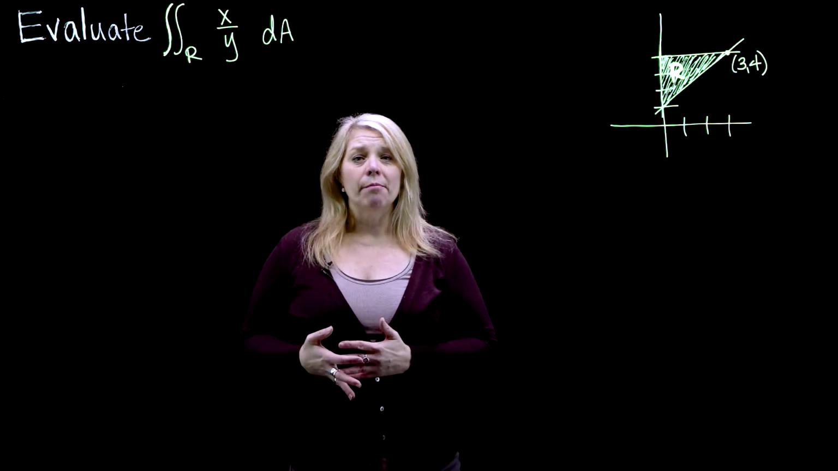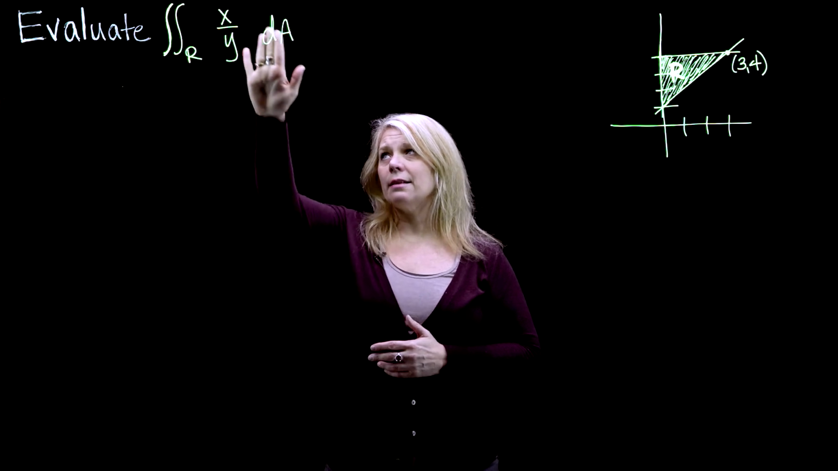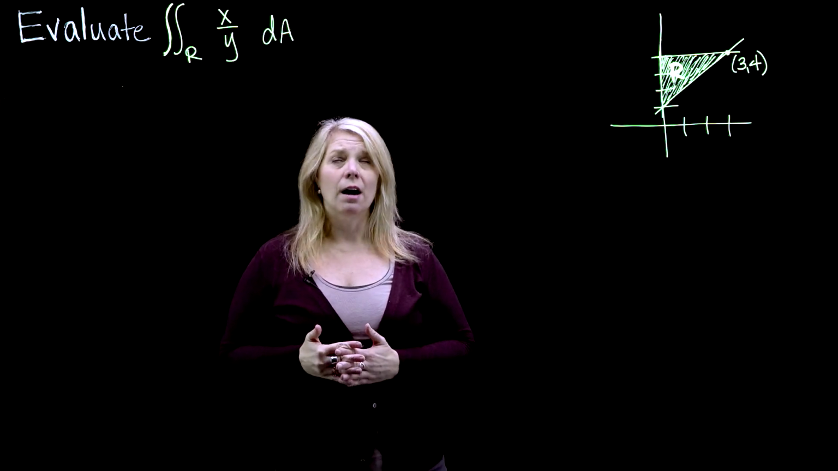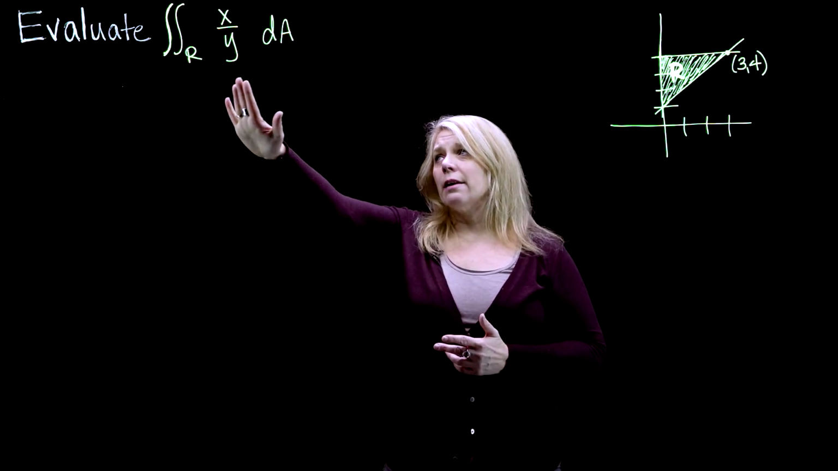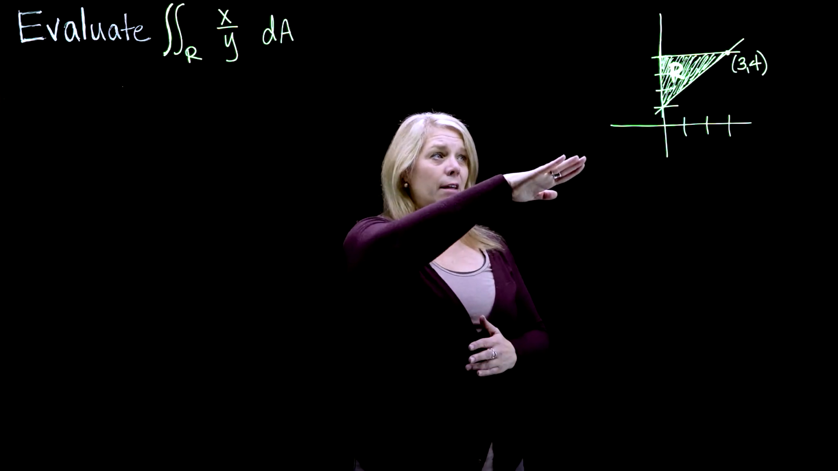So Fubini's theorem requires that our function that is to be integrated, so in this case that's the function x over y, is continuous on our region R. And notice that this function here is not continuous when y is equal to 0. So we would want to verify that we're okay with that.